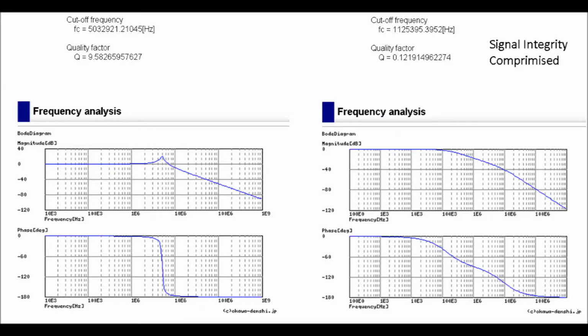Let's quickly compare the Bode plots of the highest quality factor and the compromised eye diagram. Notice the magnitude starts to drop off at about 10 megahertz for the good eye on the left. Now look at the compromised circuit on the right. The magnitude drops off at about 100 kilohertz, which is 100 times smaller compared to the good signal.